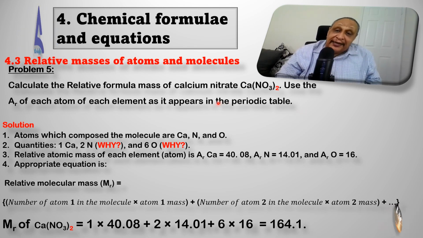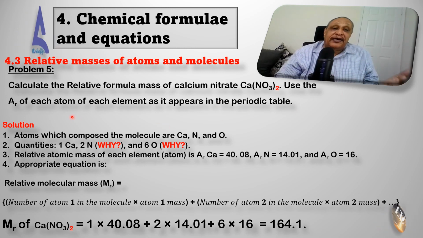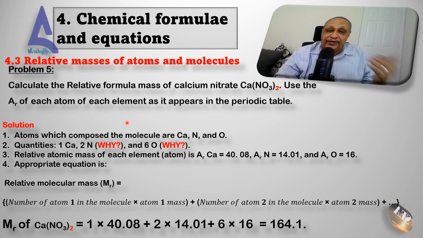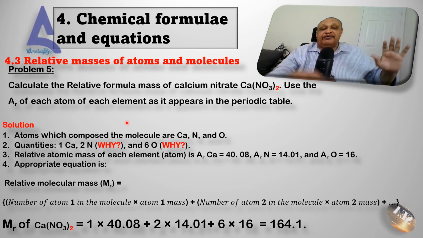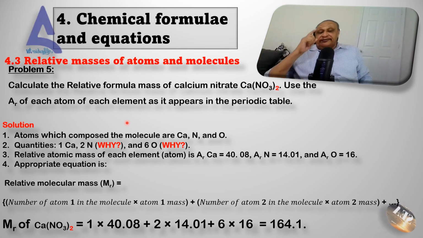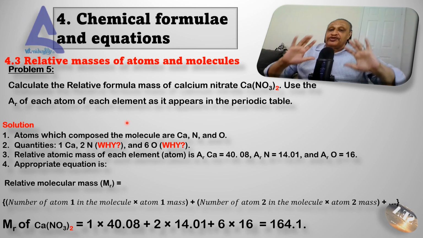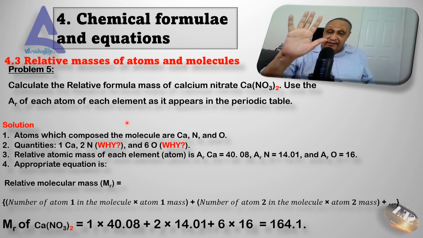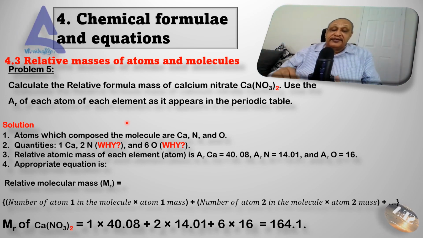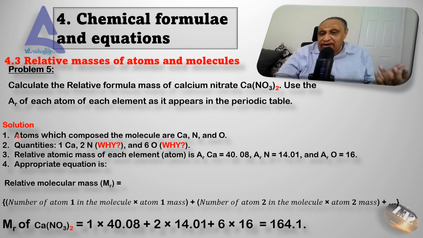There is another piece of information that says to use the relative atomic mass of each atom of each element as it appears in the periodic table. Okay. Now, let us go. First, we have a protocol of 5 steps. We are going to apply this protocol.